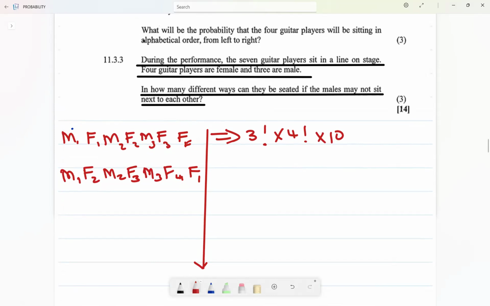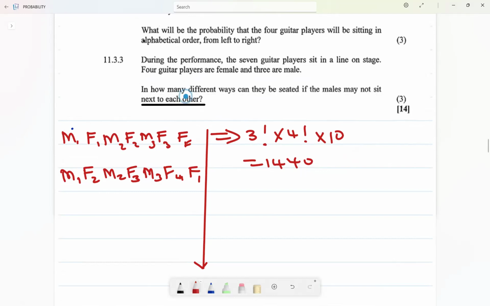Let me see, 3 factorial, multiply by 4 factorial, multiply by 10, get something like 1440. You get 1440 there, guys. So yeah, you can do it manually, or you can try to do it either way.